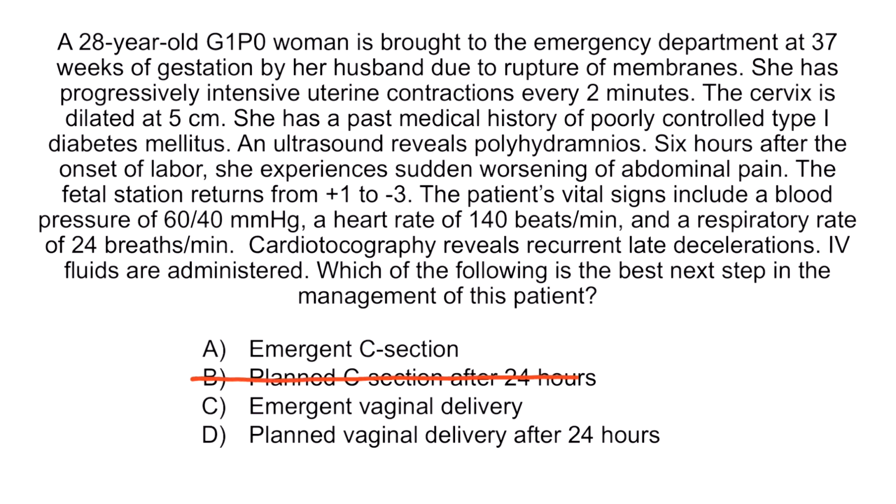Option B, planned C-section after 24 hours, is incorrect because both the mother and the fetus are hemodynamically unstable and immediate intervention is warranted. Options C and D are also incorrect because vaginal delivery is time-consuming and potentially lethal for both the fetus and the mother in case of uterine rupture. So again, the correct answer is option A, emergent C-section. And that concludes this section.